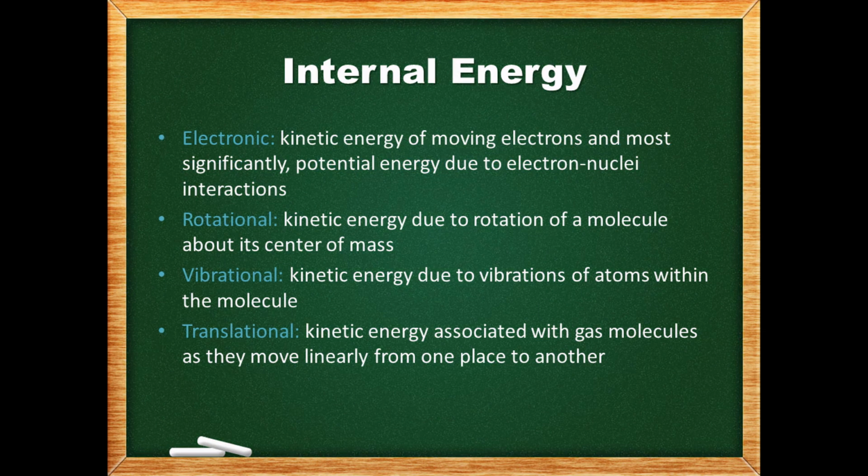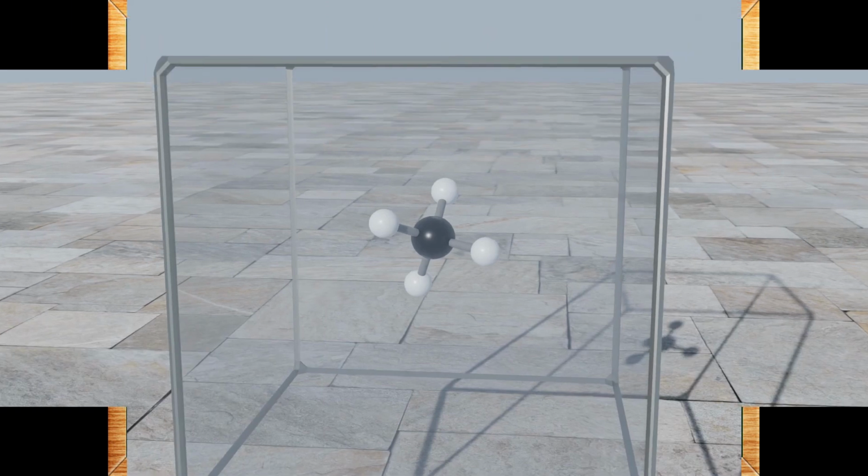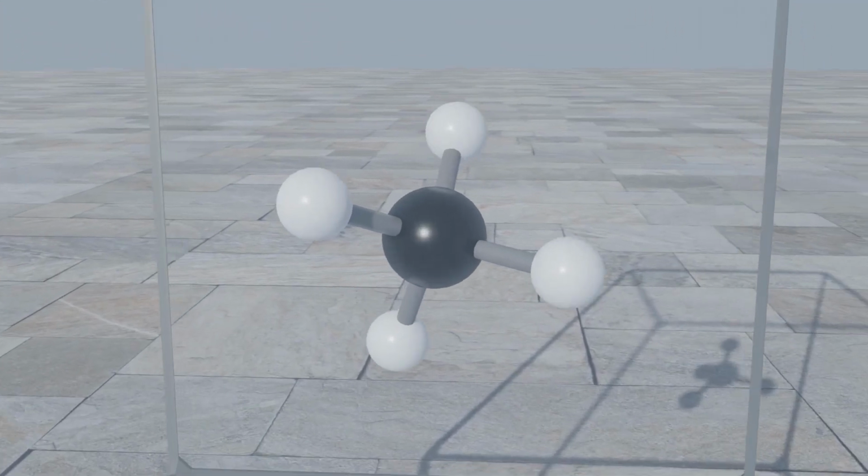The origin of chemical energy lies in the position and motion of atoms, molecules, and subatomic particles. What is shown here are various types of energies that combine to give the total internal energy of a sample of matter. Earlier, we looked at potential energy due to the electron-nuclei interactions. The kinetic energy of moving electrons also falls into the category of electronic energy, though the potential energy is more significant. Let's take a look at a molecule to help illustrate the other energy types.